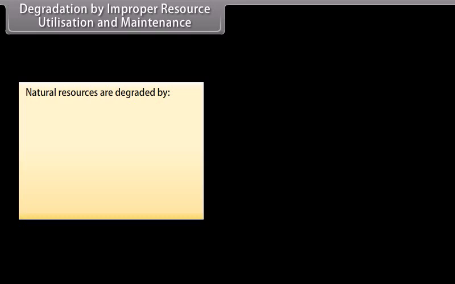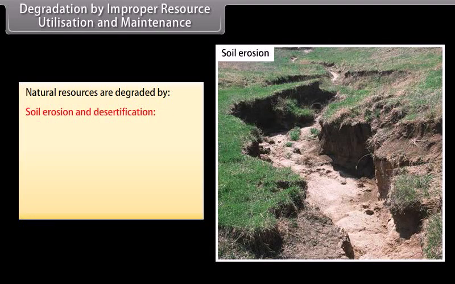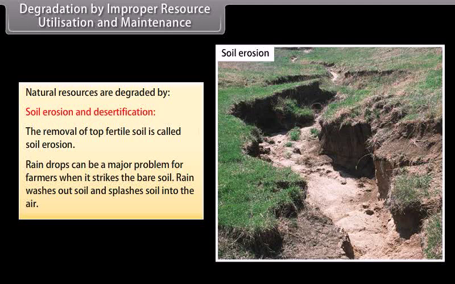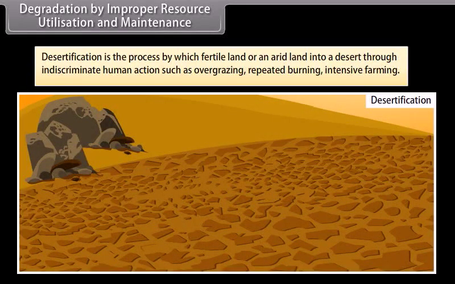Degradation by improper resource utilization and maintenance. Natural resources are degraded by soil erosion and desertification. The removal of top fertile soil is called soil erosion. Raindrops can be a major problem for farmers when they strike the bare soil. Rain washes out soil and splashes soil into the air. Desertification is the process by which fertile land or arid land turns into a desert through indiscriminate human action such as overgrazing, repeated burning, intensive farming.